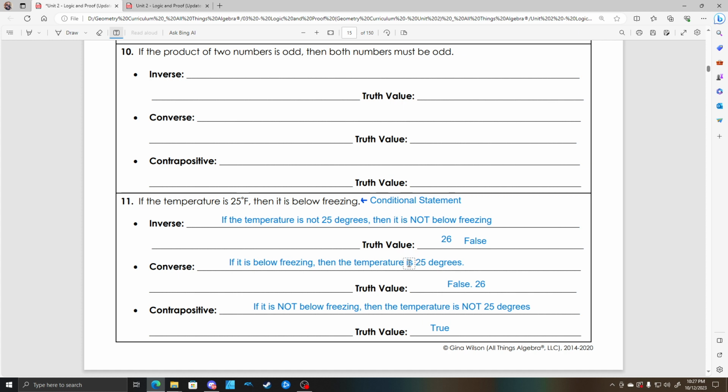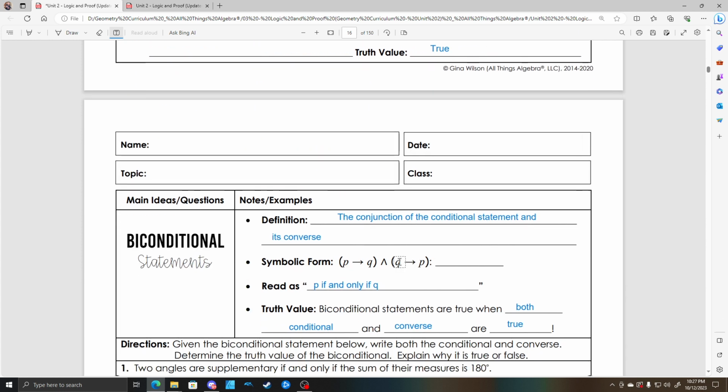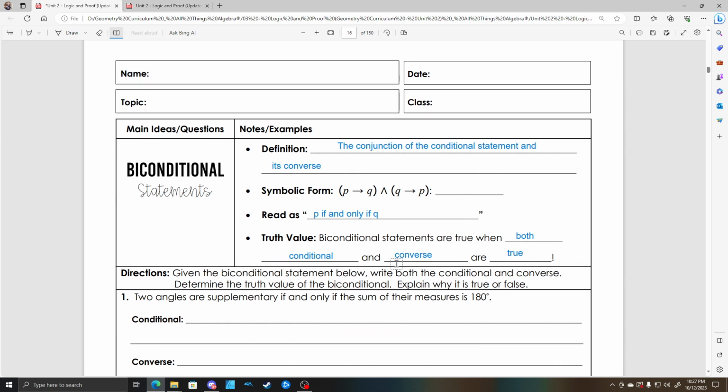If both of those are true, then it will be a biconditional statement. And there are many examples of biconditional statements that are true, and we'll go over a few of those just to make sure. All right, so the symbolic form of this is, of course, the conjunction. So it's if P then Q, and if Q then P. And remember, they both have to be true. That's why it's an and, a conjunction, and not an or, a disjunction.